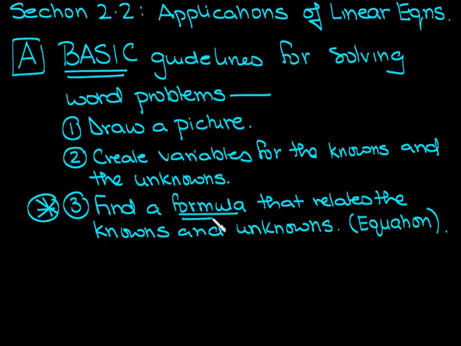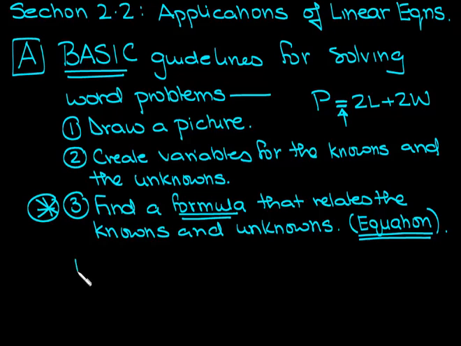What do all formulas have? They have an equality in it. For example, the formula for perimeter is what? Perimeter for a rectangle is P is equal to twice the length plus twice the width. In essence, this is an equation because it has an equality in it. Okay, if I know some of these quantities, I can find the missing quantity then. So basically when we find a formula that relates the knowns and the unknowns, we're really creating an equation out of it.